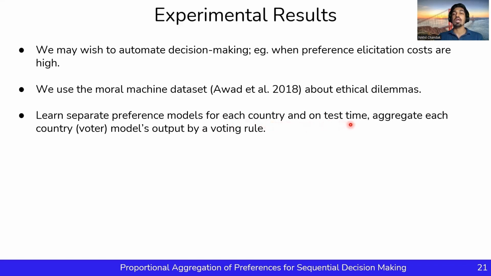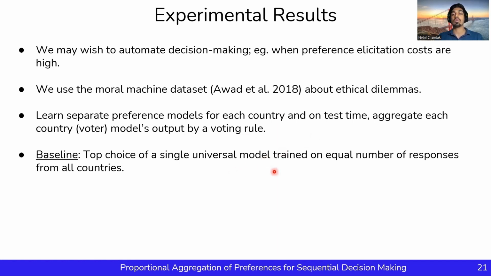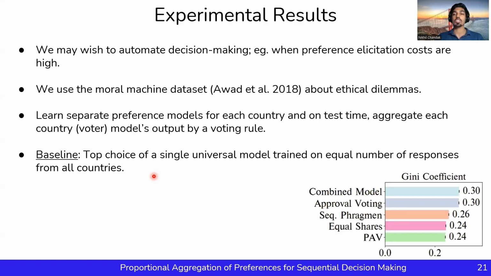And at test time, we query the country model to receive its preferences and use a voting rule on top of it to aggregate the responses and get the decision for that round. As the baseline for comparison, we train a single universal model on an equal number of responses from all the countries. For evaluation, we use the Gini coefficient, which measures the inequality among the utility distribution of the voters. Specifically, a lower Gini coefficient corresponds to a more equitable utility distribution. As we can see, the combined model here has a higher Gini coefficient compared to our aggregation rules.